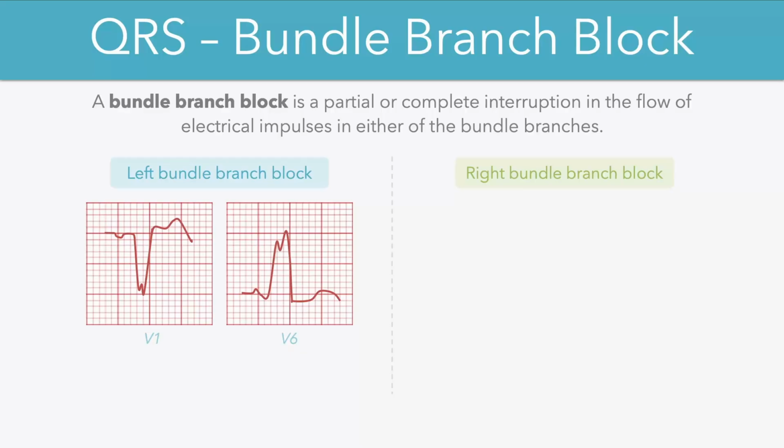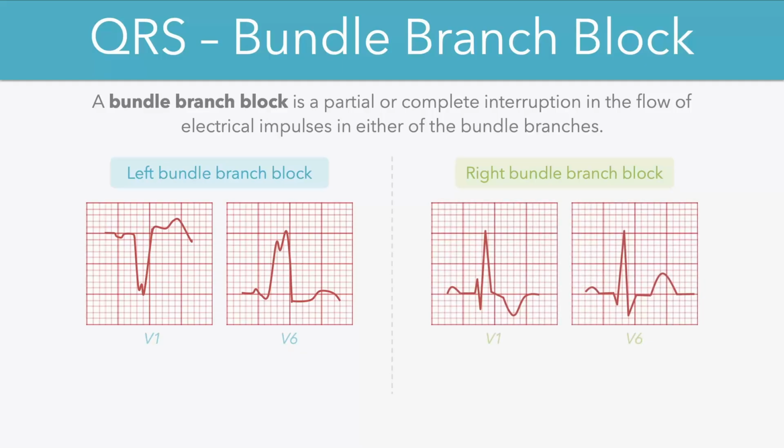In a left bundle branch block, you can see that we have this W shape in V1 and an M shape in V6. Alternatively, in a right bundle branch block, we end up with an M-shaped QRS complex in V1 and a W shape in V6. Notice that in both types of bundle branch blocks, the QRS complex duration is increased because it's taking longer for the electrical impulses to flow.